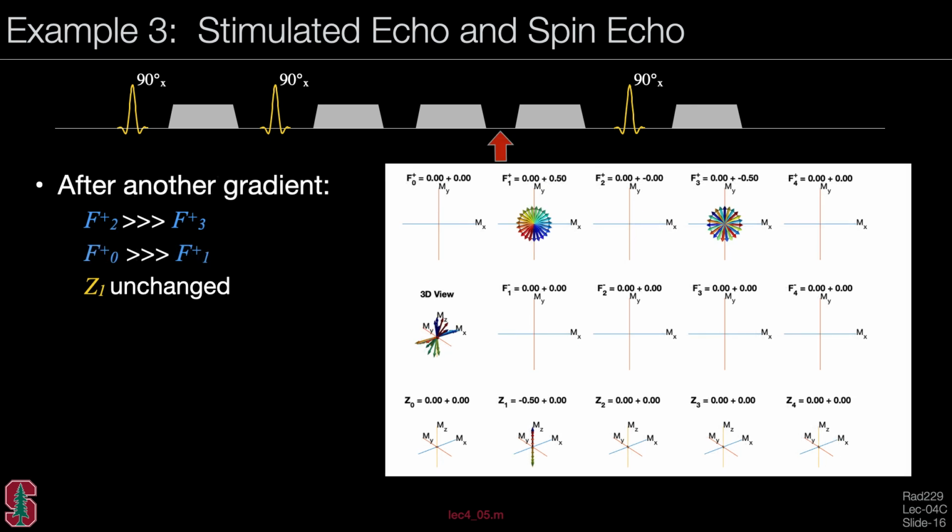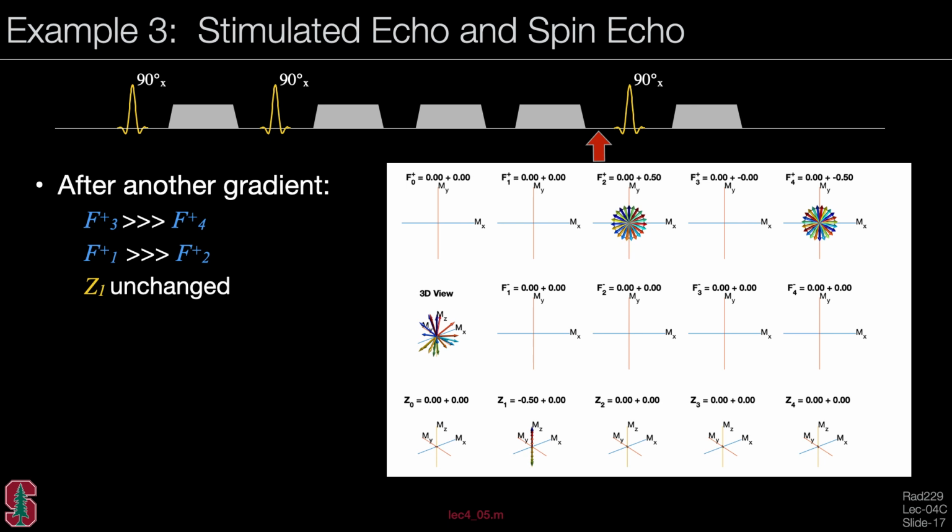We play another gradient, and what happens is the spin echo now dephases. The F plus sub 2 magnetization dephases further, and again the Z1 is unchanged. So we'll play one more gradient pulse, and of course things shift to the right again. And again Z1 is unchanged. Now we've shifted out all of the transverse magnetization. We're only left with magnetization in Z1 in the lower order states here. So we play another RF pulse here.